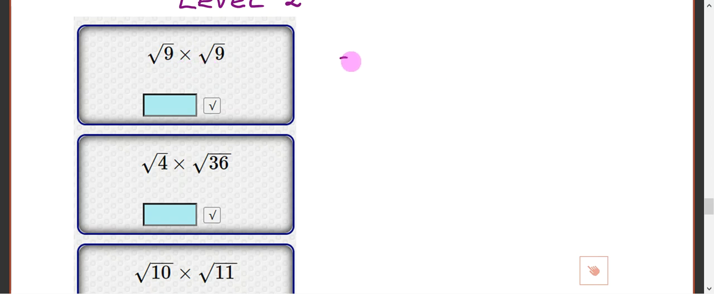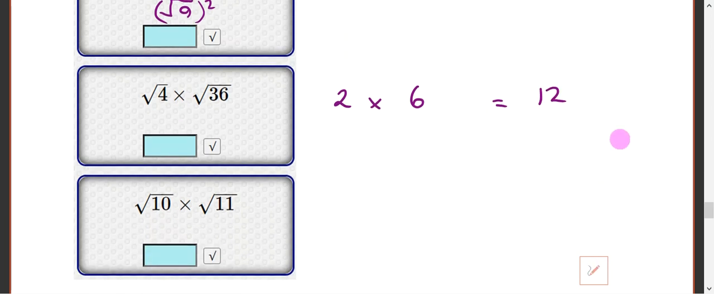Just 9. This one's nice and easy because it's like doing the square root of 9 squared. Square root of 4 times the square root of 36 though. What is it? Square root of 4 is 2, times 6, which equals 12. That was nice and simple. Take it when you can. They're nice and easy.